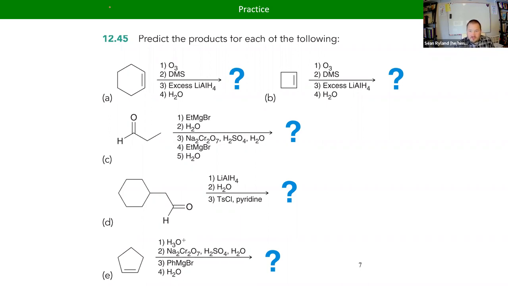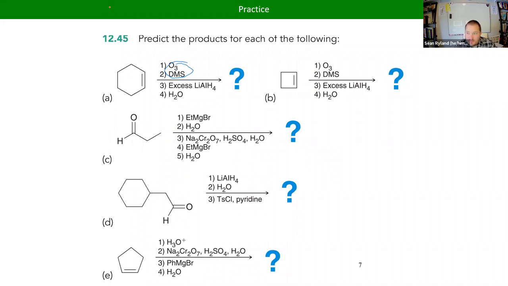All right. So for these sequential reactions, when you've got a whole bunch of steps in a row, it can be really helpful to break them up into the types of reactions you're dealing with. And you may have seen me doing that for some of these. For instance, O3 and DMS, that's really one reaction. Remember that ozonolysis requires both of those steps.